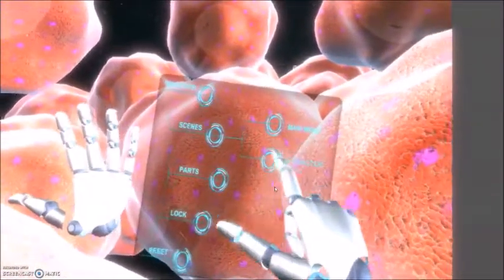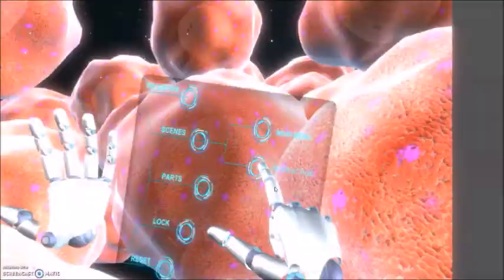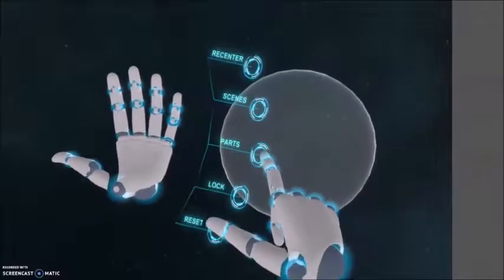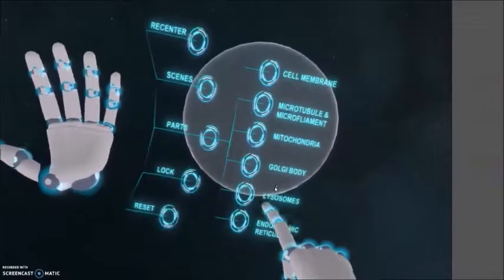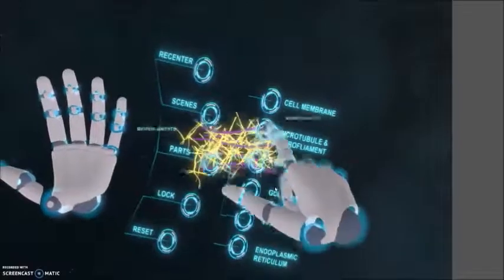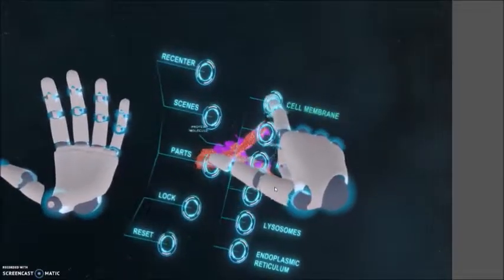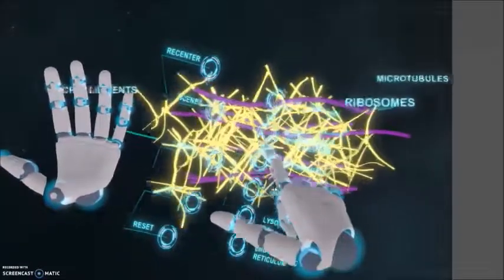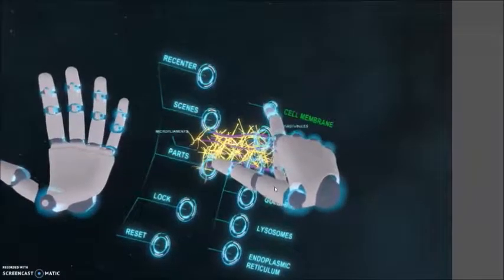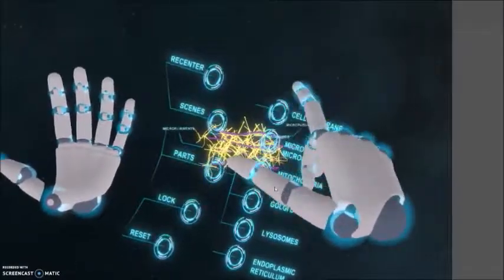You can see, by lifting up my left hand, I can immediately see a menu whereby I'm able to assess and decide which part of the cell that I don't understand, be it the cell membrane, the Golgi body or mitochondria, that I'd like to find out more about by looking at the structure.